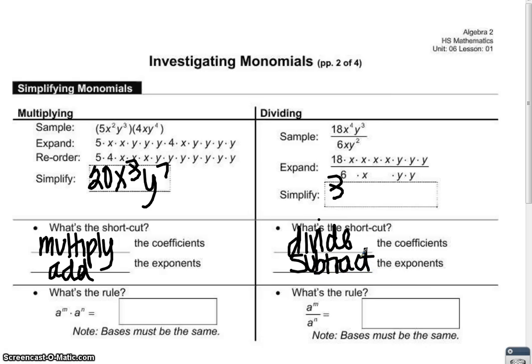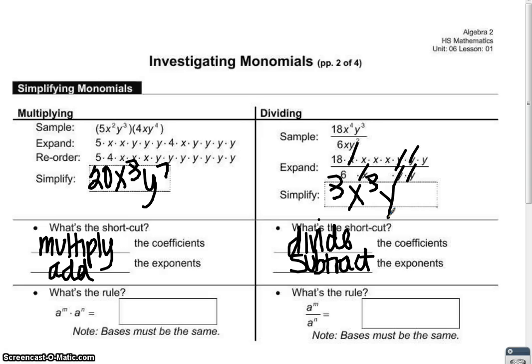So let's look at them. How many x's do I have? I have 4 on top and 1 in the denominator. Those cancel, and how many do I have left? 3. So I have x to the third. Look at my y's. Those are going to cancel, and I just have one left. Now you can put it y to the first or just write y. So I have 3x cubed y. So again, my shortcut is going to be divide the coefficients and subtract the exponents.